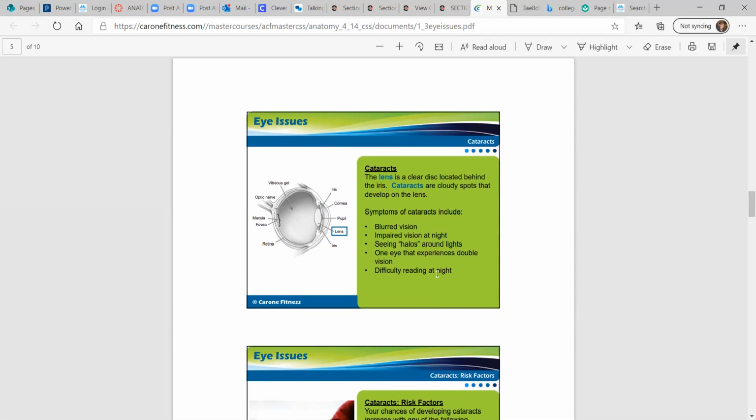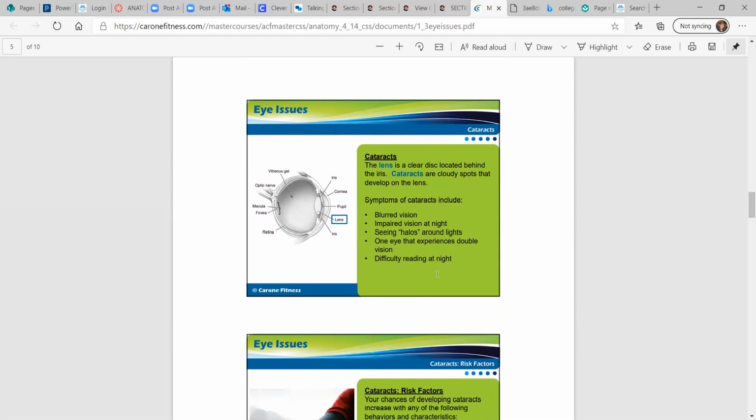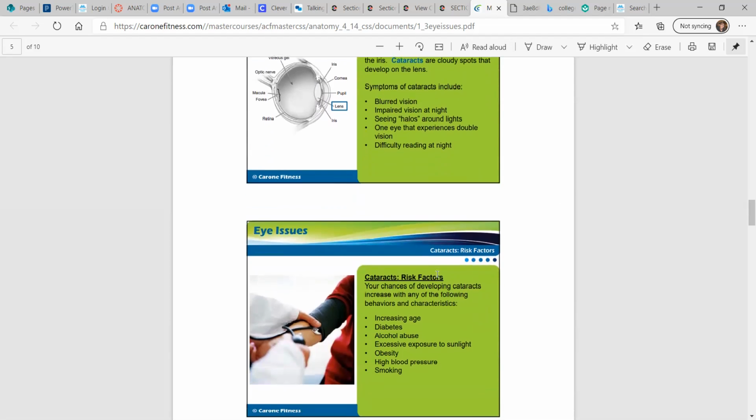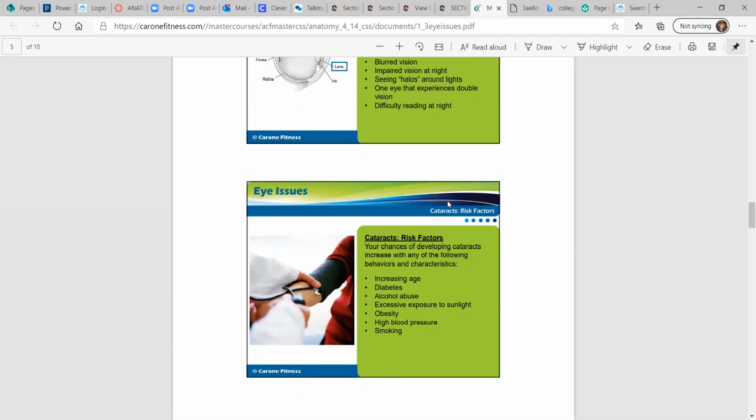One eye that experiences double vision. So if you close your eye and you see double out of it, that may be a cataract issue. And if you can't read at night, cataracts may cause that as well.